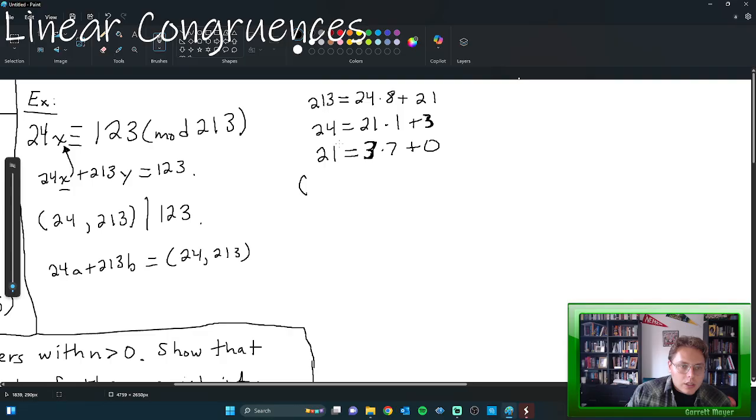So the GCD of 24 and 213, just to keep the order consistent, equals 3. Now does 3 divide 123? Well, doing the thing where we add up the digits, we get 6, and 6 is divisible by 3. But what is it actually multiplied by? Well, 3 times 41 gets us to 123.